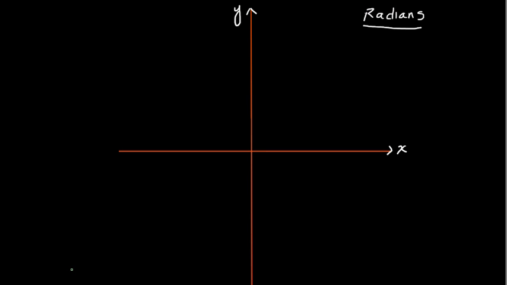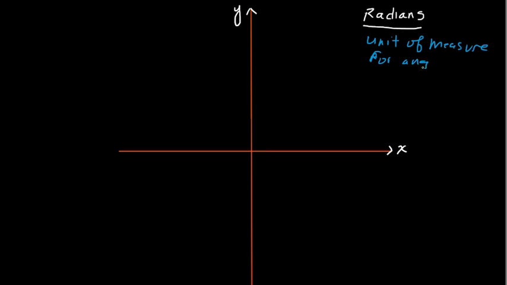Okay, let's talk about radians. What is a radian? A radian is nothing more than a unit of measure, just like a degree is a unit of measure. So you can measure any angle as radian or degree.